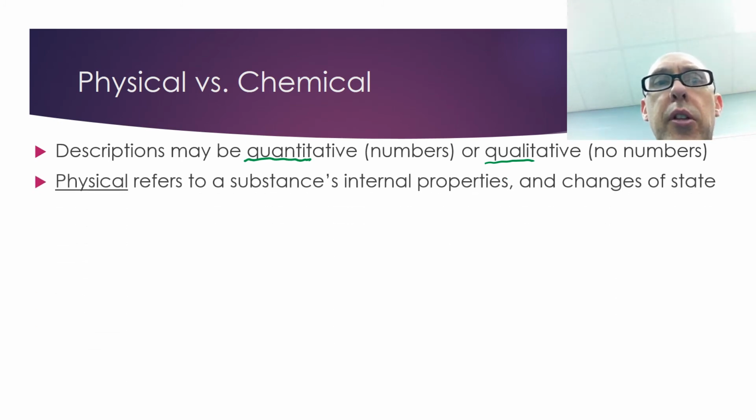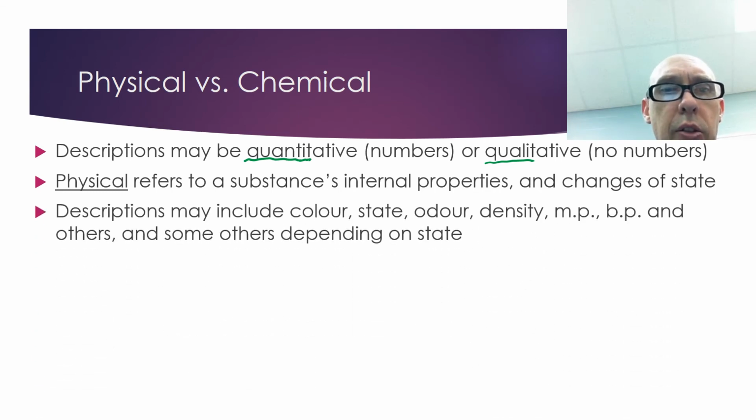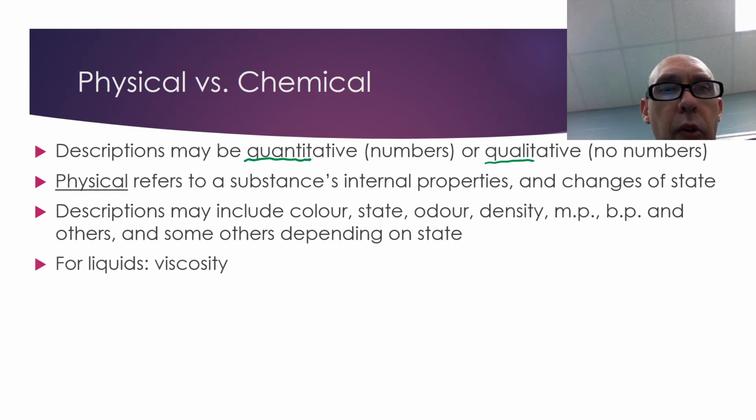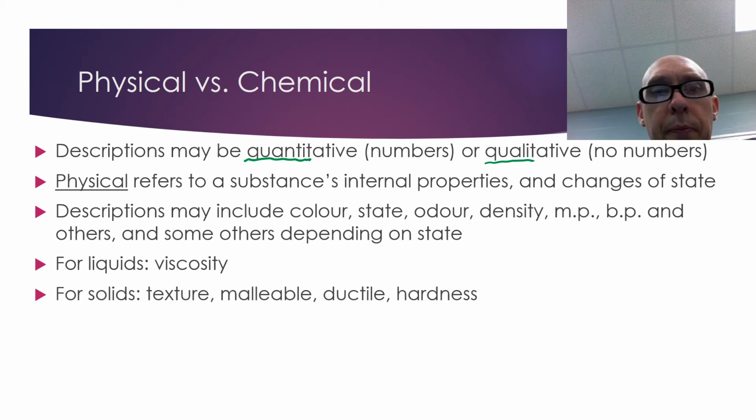Physical refers to a substance's internal properties, when they change state, what they look like, things like that. So the descriptors could be color, their physical state, an odor, a density, melting point, boiling point, and some of the others depend on what state of matter they are. For example, liquids, we'll talk about viscosity, or how thick they are. Are they runny like water? Are they thick like honey? Things like that. For solids, we'll often talk about texture. Are they rough or smooth? Are they malleable? Are they ductile? Are they hard or soft? Things like this. Gases, they're all pretty much similar.